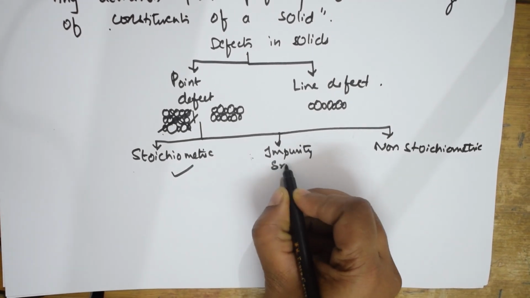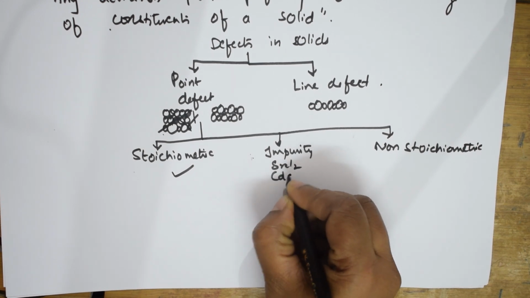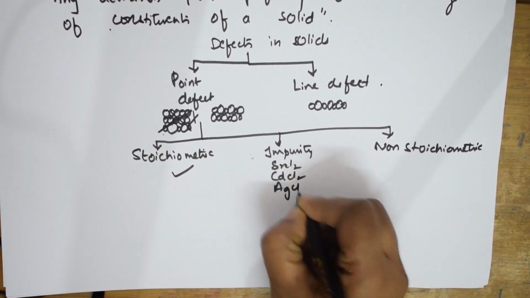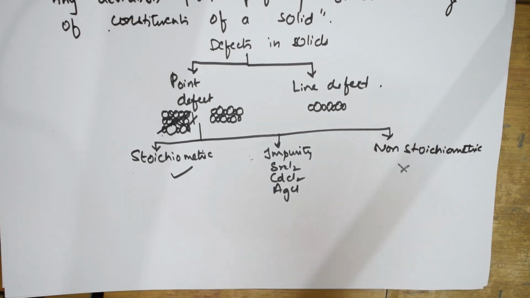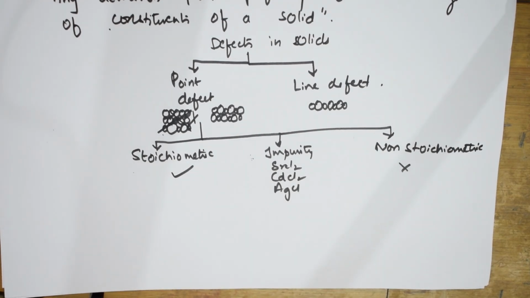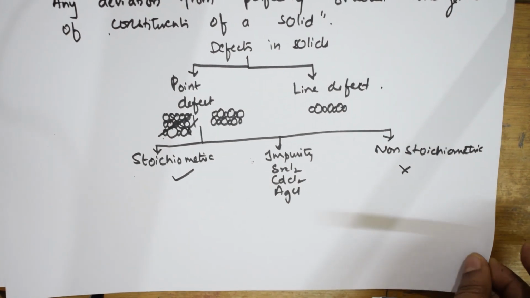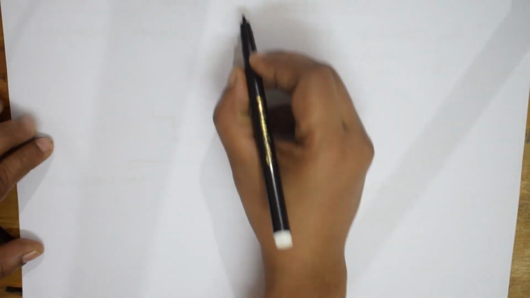It can be strontium chloride, it can be cadmium chloride, it can be AgCl in NaCl crystal. So non-stoichiometry will disturb the arrangement or the balance of atoms in the solids. Further, stoichiometry is again divided into one more classification.